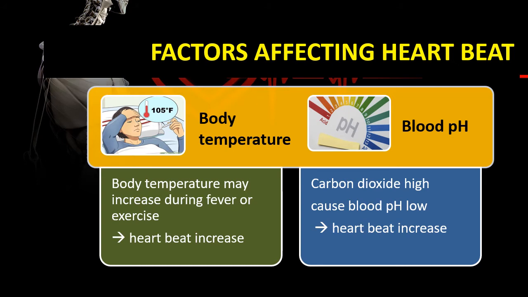Blood pH is mainly affected by the concentration of carbon dioxide in the blood. When carbon dioxide is high in the blood, for example during vigorous exercise, blood pH will decrease. The drop in pH will stimulate the brain to increase the heartbeat in order to enhance delivery of oxygen-rich blood to body tissue and at the same time removing the carbon dioxide to the lungs.